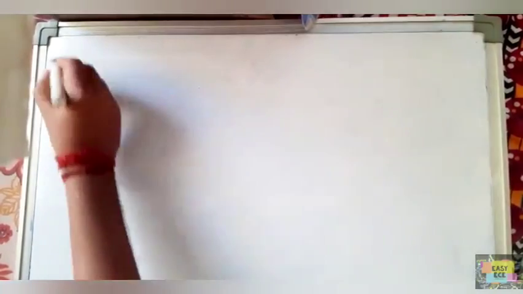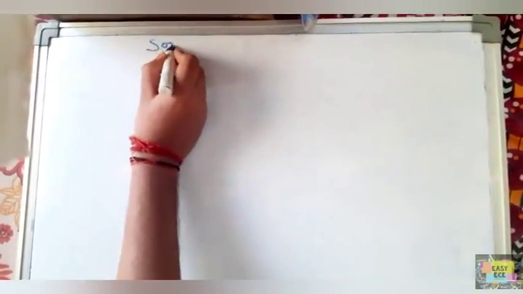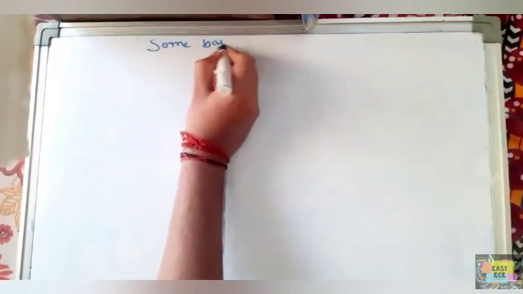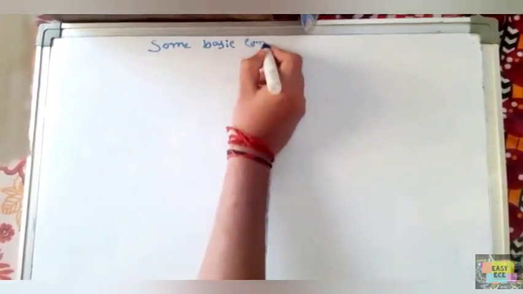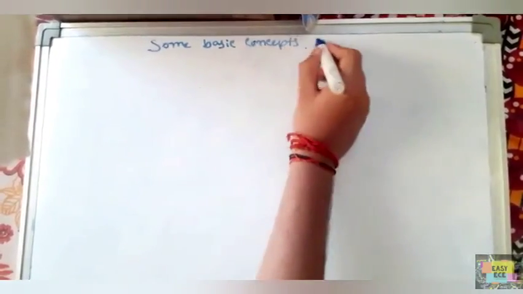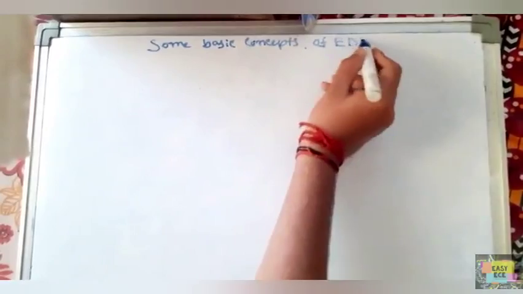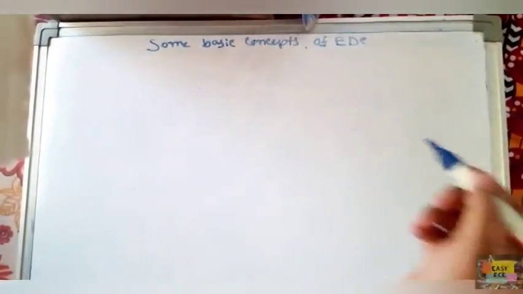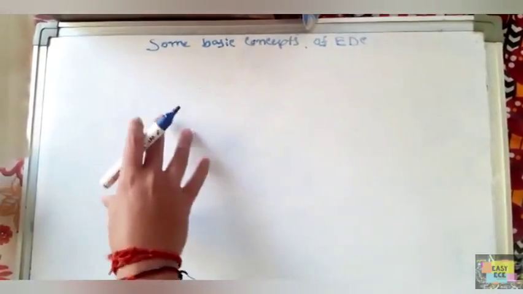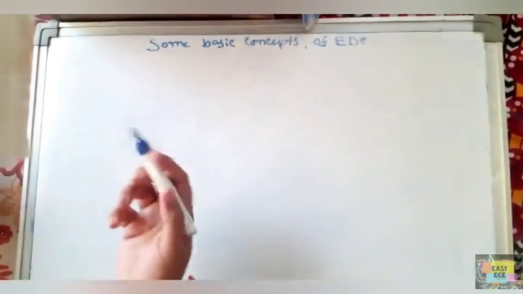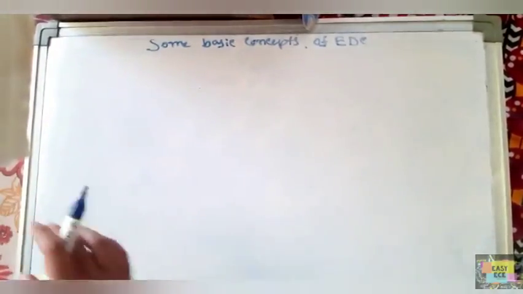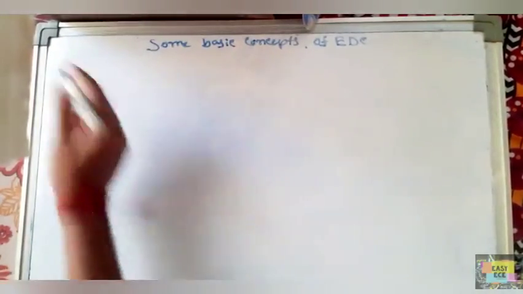So now in this video I am talking about some basic concepts of EDC, that is electronic devices and circuits. In solid state devices, that is in semiconductor material and also metal, there are some key points or definitions here.